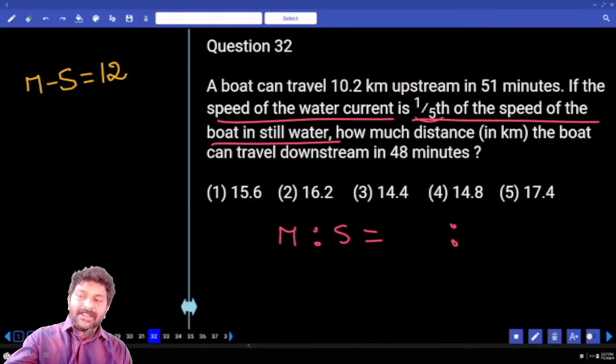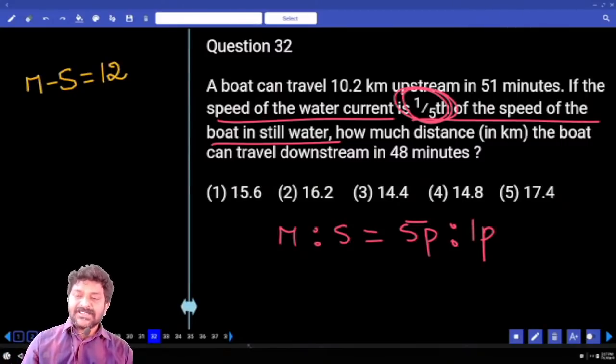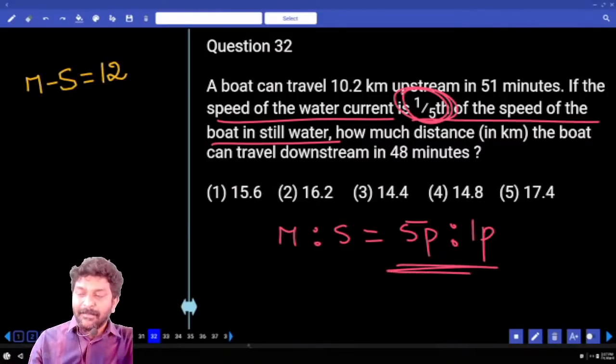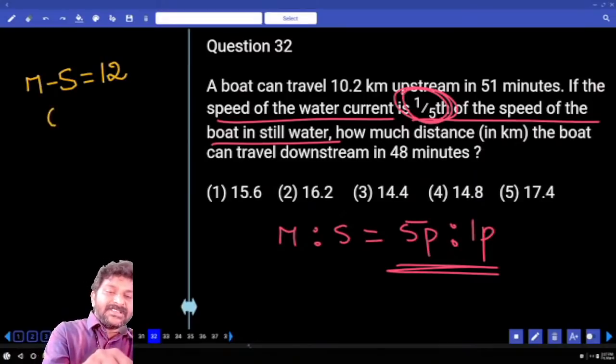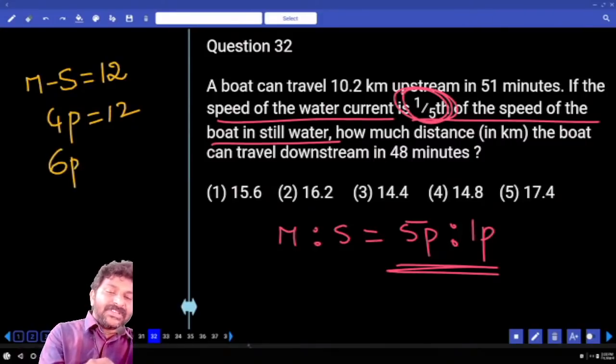What is the denominator in the fraction? So if you take man's speed as 5 parts, stream speed is 1/5 of it, which is 1 part. How much distance can the boat travel downstream in 48 minutes? Upstream means M minus S only, which is equal to 4 parts. If 4 parts is equal to 12, downstream means M plus S, which is equal to 6 parts.